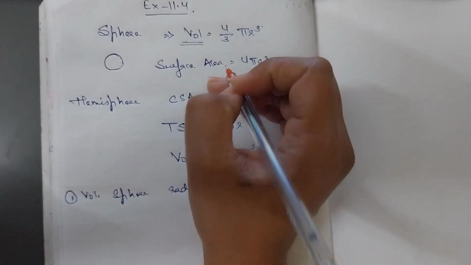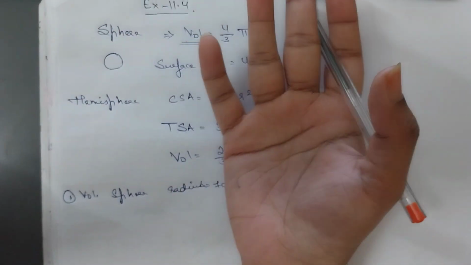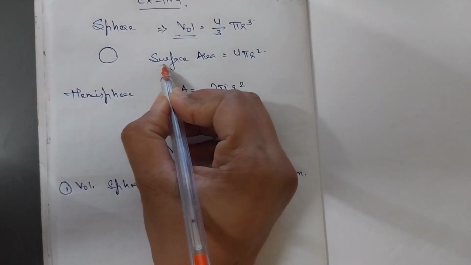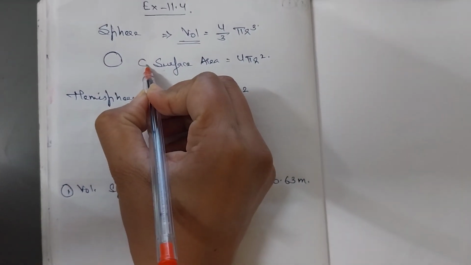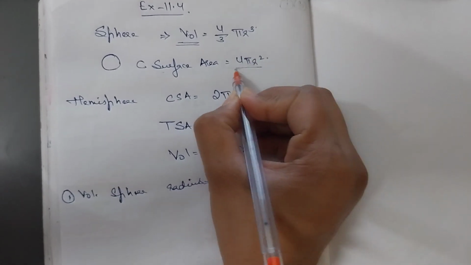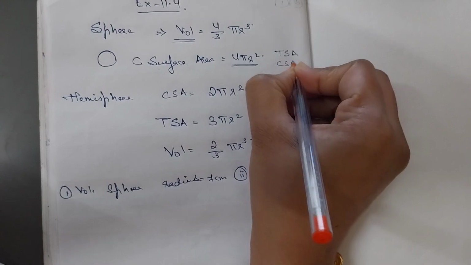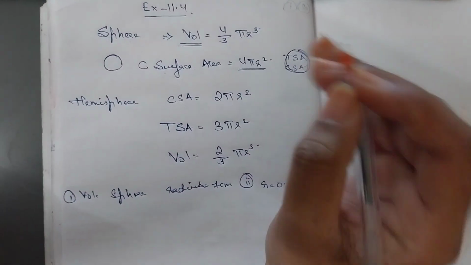Next, in the sphere, you only have the curved surface area because there's no proper base or different shape base. So the curved surface area is the only surface area that you have. There's no separate total surface area in it. So it is taken as 4 pi r square. The total surface area and the curved surface area are one and the same only for the sphere.